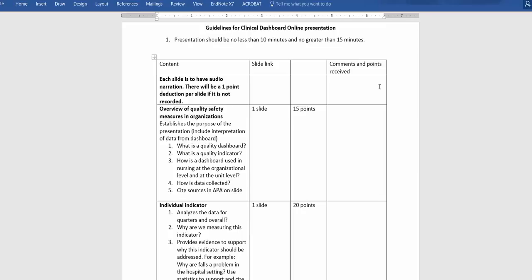And then I've listed here, for example, the first slide, overview of quality safety measures and organization. So you explain to us what a dashboard is, what quality indicators are, how they are used, and why they are important.